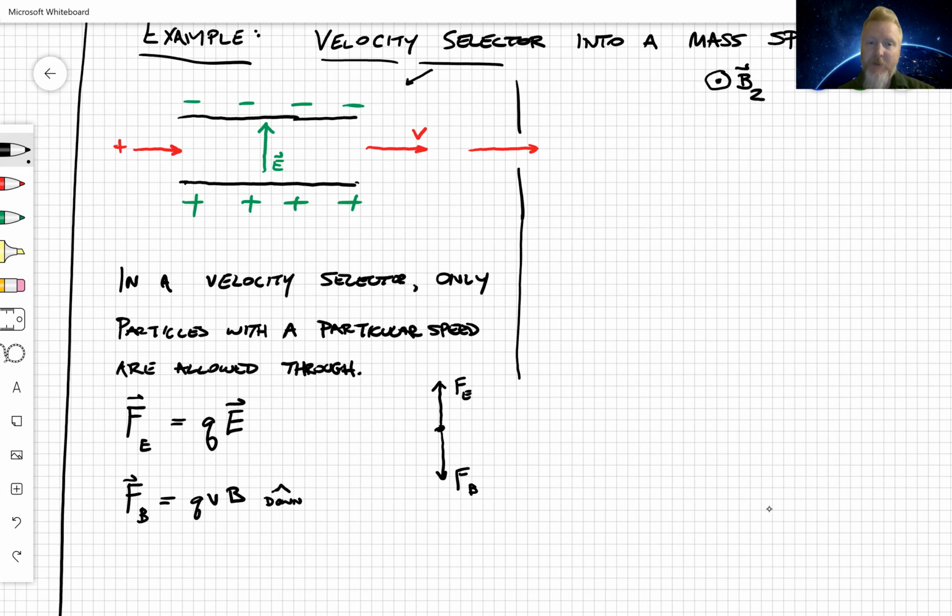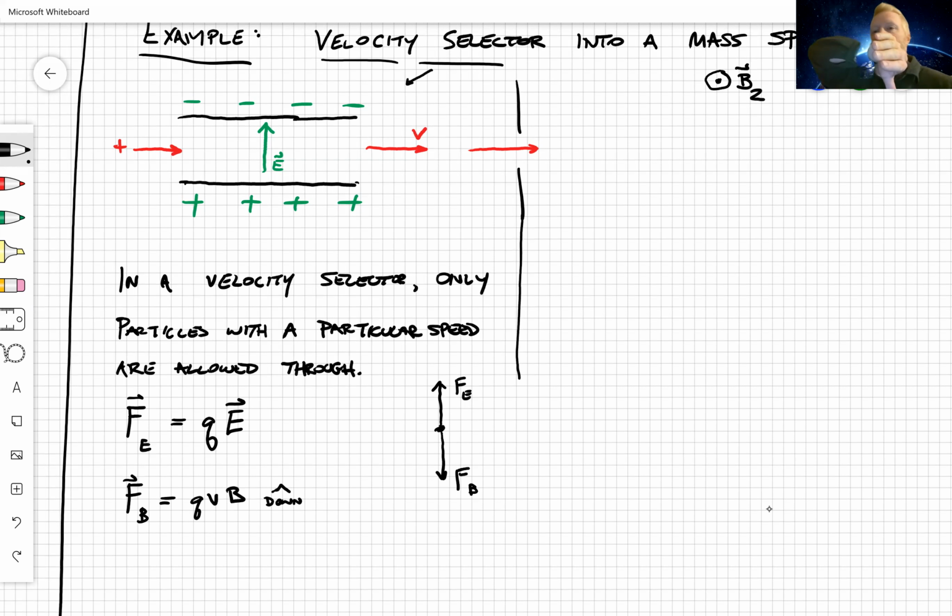All right, so now it's time to be ready with your right hand here, and you're going to say, okay, the way that we've been doing it is fingers go with the velocity, and then you curl them in the direction of the field, but that's unknown. And then your thumb's going to point the force. Okay. So in this case, your fingers are going to go with V, and we know we want V going to the right. All right. So I'm going to have V going to the right. Let's see here. V going to the right. Okay. I want thumb downwards.